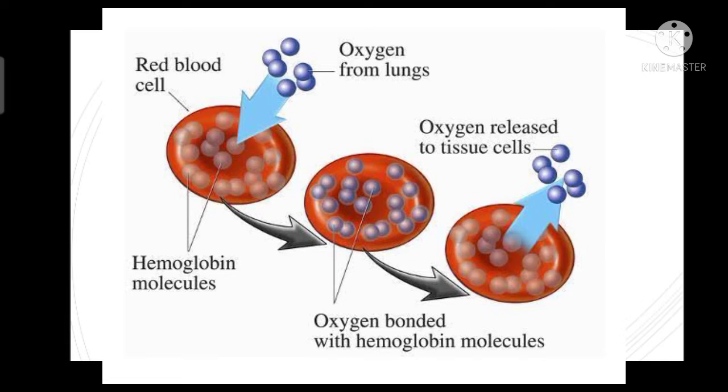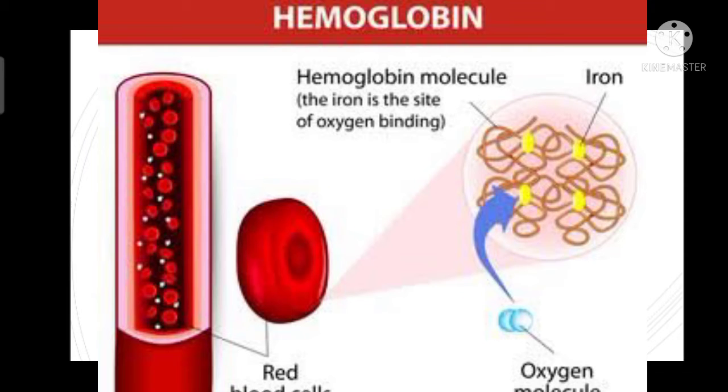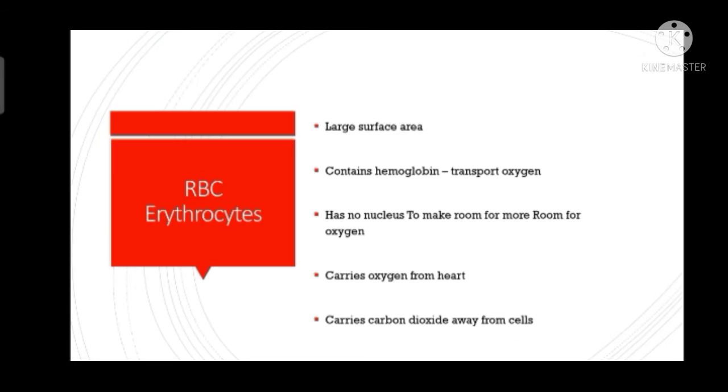It also contains a pigment which is known as hemoglobin. Hemoglobin is nothing but a red coloring substance that is there in our body. It actually gives the blood its red color. So it helps in oxygen transportation.